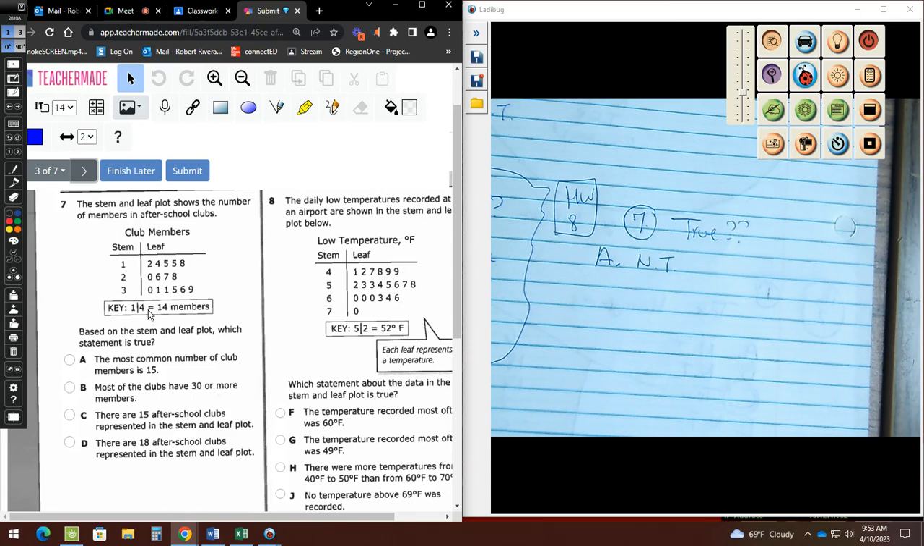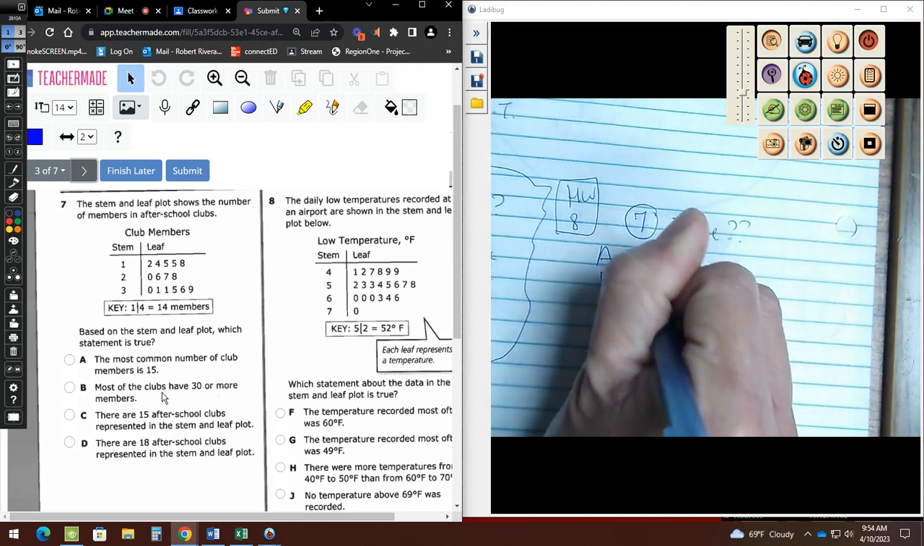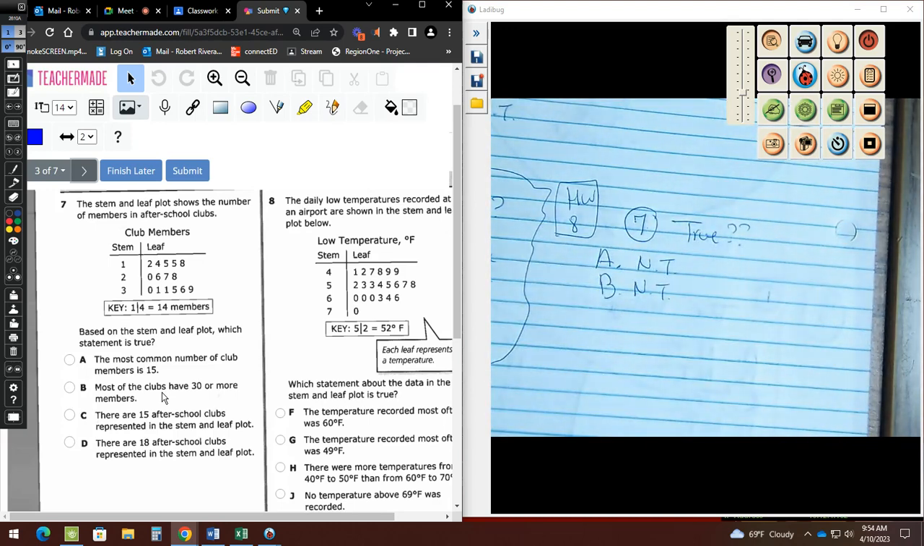Next, most of the clubs have 30 or more members. Let's check how many are 30 or more. 1, 2, 3, 4, 5, 6. So there's 6 only. Now let's check the rest of the members. 1, 2, 3, 4, 5, 6, 7, 8, 9. So are most of the members 30 or more? No, there's 9 that are not. So how can that be true? B is not true.